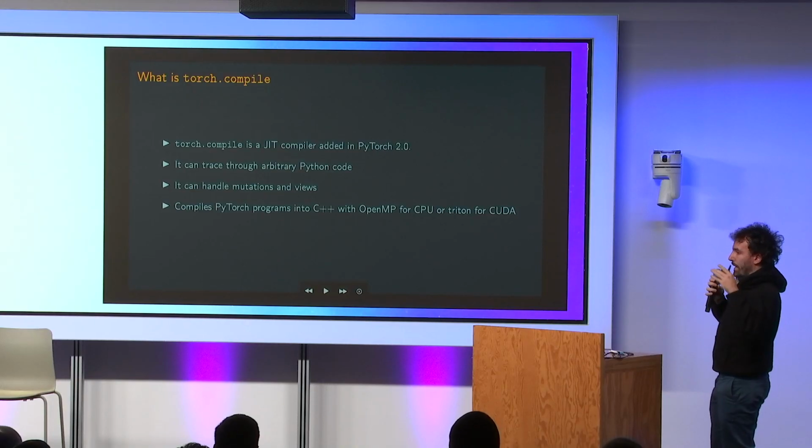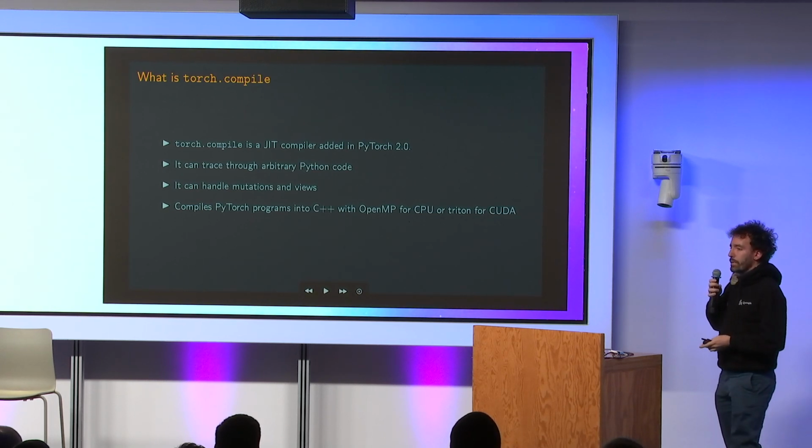And it compiles generic PyTorch programs written in Python into C++ with OpenMP for parallelization, and then onto Triton for CUDA. Triton is a library by Philippe Tillet, a guy at OpenAI, that basically allows you to write very efficient CUDA kernels fairly easily, let's say. Much, much easier than writing CUDA, that's for sure.